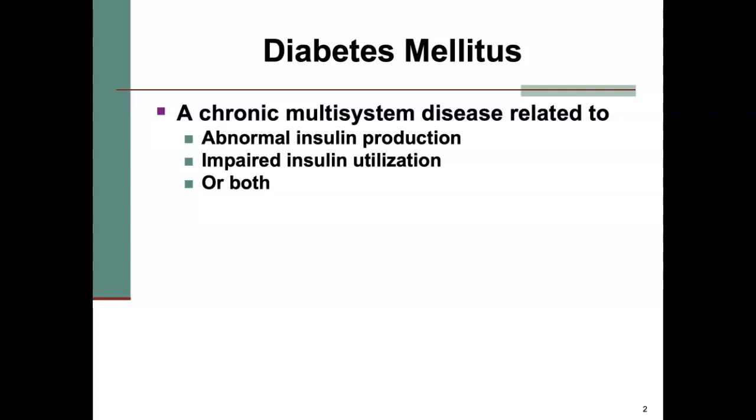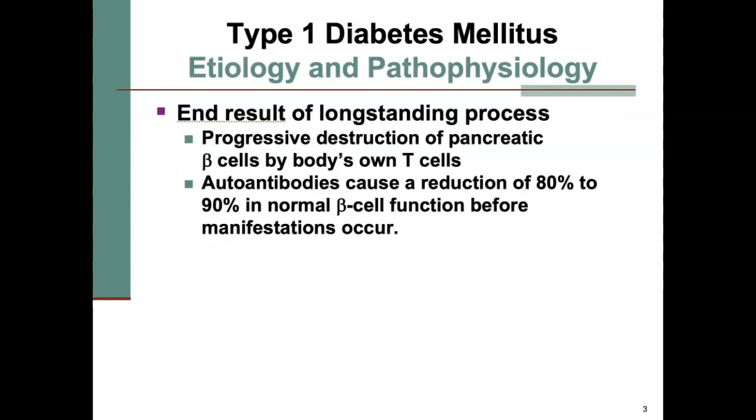I'm not going to go into a lot of detail about diabetes mellitus. As you know, it's a chronic multi-system disease related to abnormal insulin production, impaired insulin utilization, or both. So the body does not produce enough insulin or does not use it appropriately. As you know, there's a type 1 and a type 2.